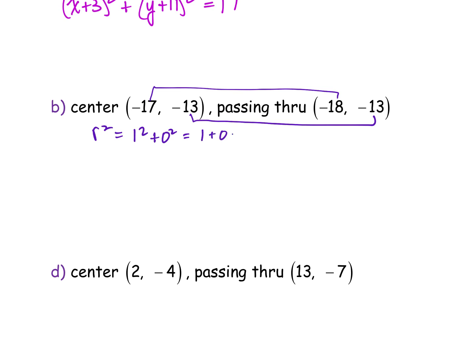1 plus 0 equals 1. So r squared equals 1. So we've got (x + 17)² + (y + 13)² = 1. That one's easy.